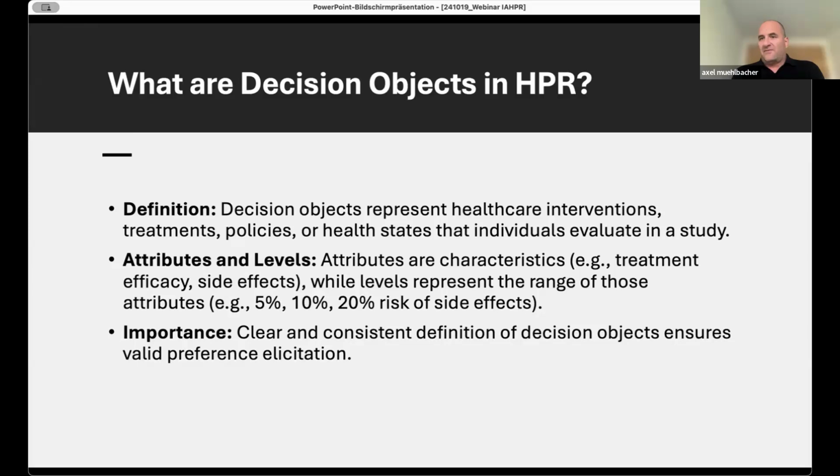The most important thing we're trying to do in setting up these experiments, questionnaires, surveys, or even interviews for qualitative studies, is to be clear and consistent, and to define attributes and levels in a transparent manner, so that we can ensure that we're actually eliciting valid preferences of the people we're asking, interviewing, or surveying.